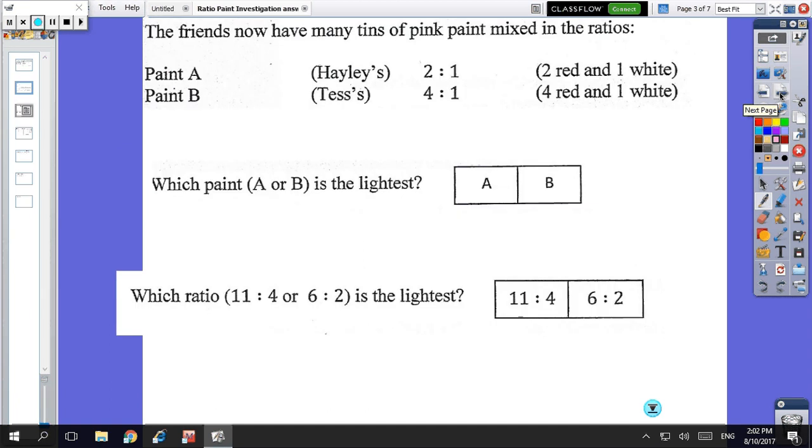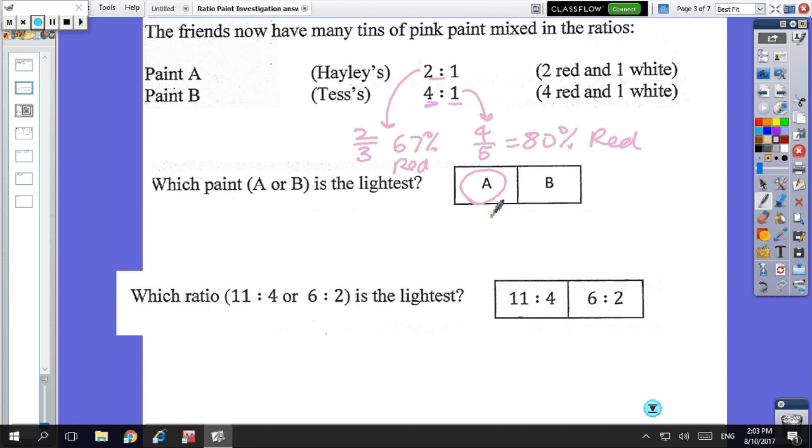Okay, so now we're looking at Hayley and Tess making some paint. Which one has the lighter shade? The light one will have less red. So this 2 to 1 is 2/3 or 67% red. This one here is 4/5, which is 80% red. That's the red component, that's the white, so you've got 5 components or 3 components. Which one is the lightest? Well, the lightest is the one with less red, so it's going to be paint A.